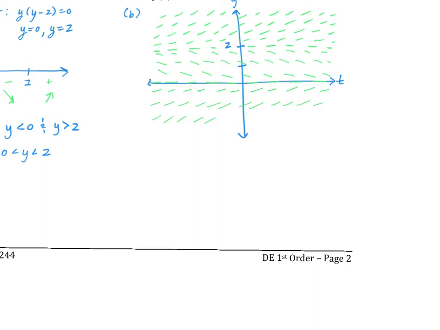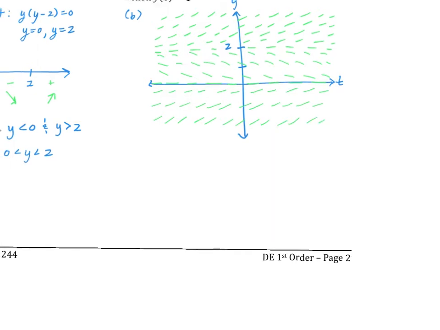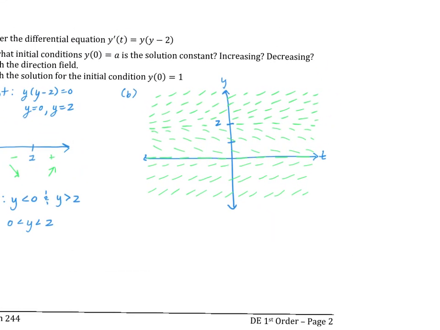And so sad, but you get the idea. Okay, so there's my slope field, and that was part B.